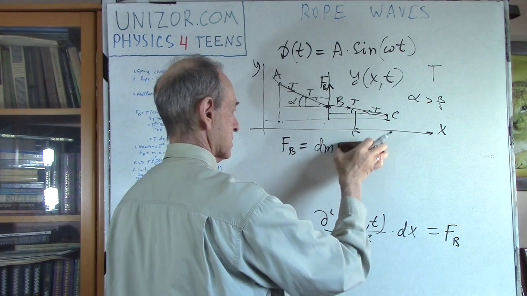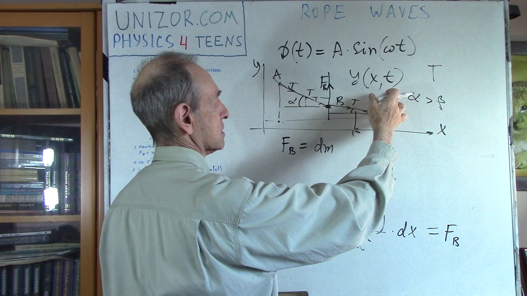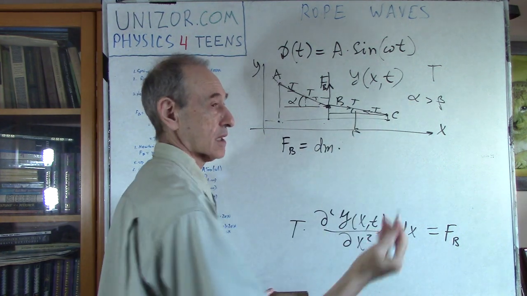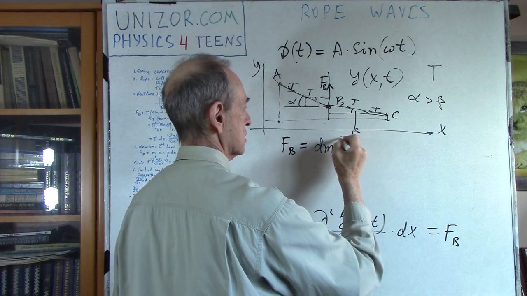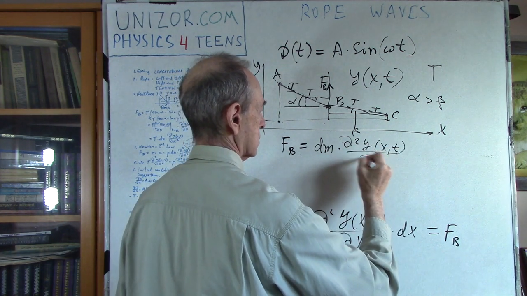Now what is acceleration? Well, if I have a function y, what is acceleration? Acceleration is the second derivative by time. So it's d2 y of x,t by dt squared.